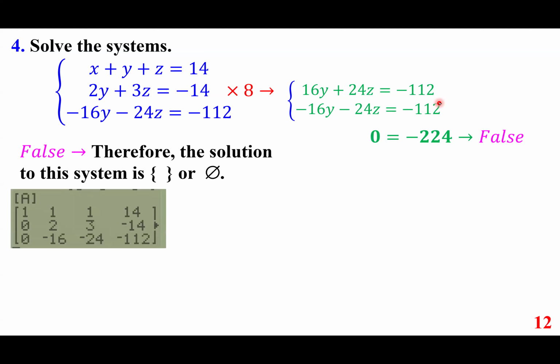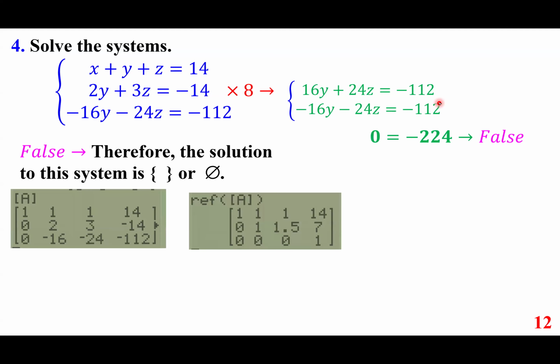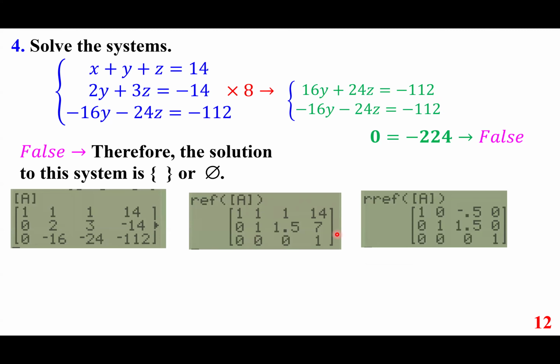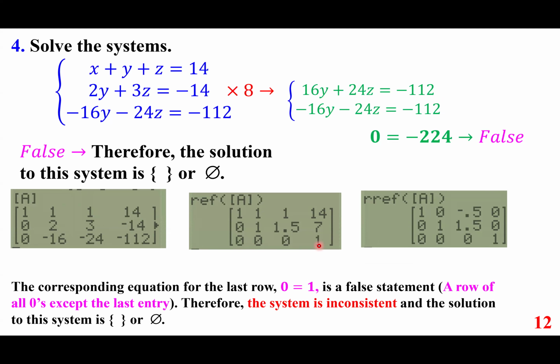If you were to put it into a calculator, you write the A matrix. If you REF it, what happens? Or even RREF, both of them. Look at the very last row. They're all zeros, except the last entry. So the corresponding equation for the last row, 0 equals 1. That's the meaning of it. It's a false statement. A row of all zeros except the last entry. Therefore, the system is inconsistent, and the solution to the system is an empty set.